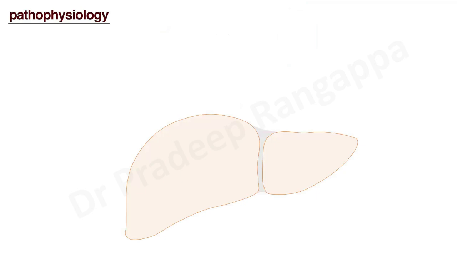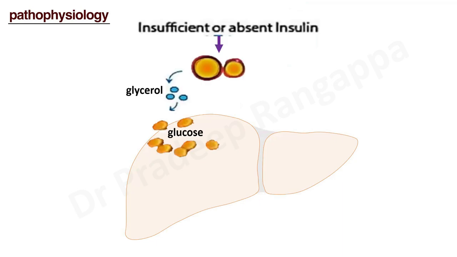Pathophysiology is very important. I've put it in a pictorial format for you all to depict. When this is asked in a DRNB exam, it is important you put it in a pictorial format to make things easy. So there is insulin deficiency or absent insulin, and this leads to production of glycerol from the fat cells. The fat cells produce increased glycerol, which is converted to glucose in the liver.